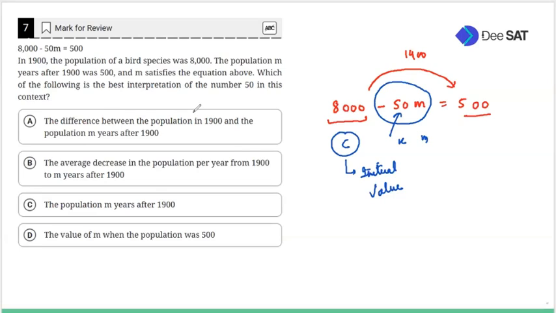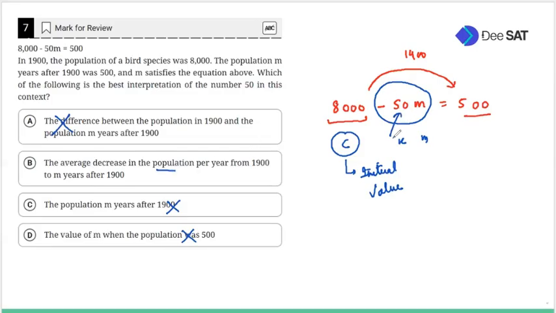So by looking at this, I can say the difference between the population in 1900 and the population m years after 1900, no, it is not telling me about the difference. For sure, it is not the answer. The population m years after 1900, no, it is not telling me that either. The value of m when the population was 500, no, it is not telling me that either. It is telling me the average decrease in the population per year.